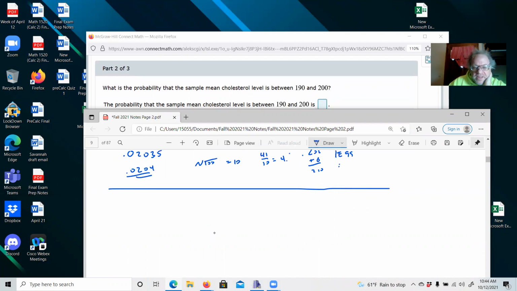Okay. So we have to go for norm CDF. We have our low number, 190. We have our high number, 200. We have our mean, 41. Oh, no, it's not 41, it's 202.